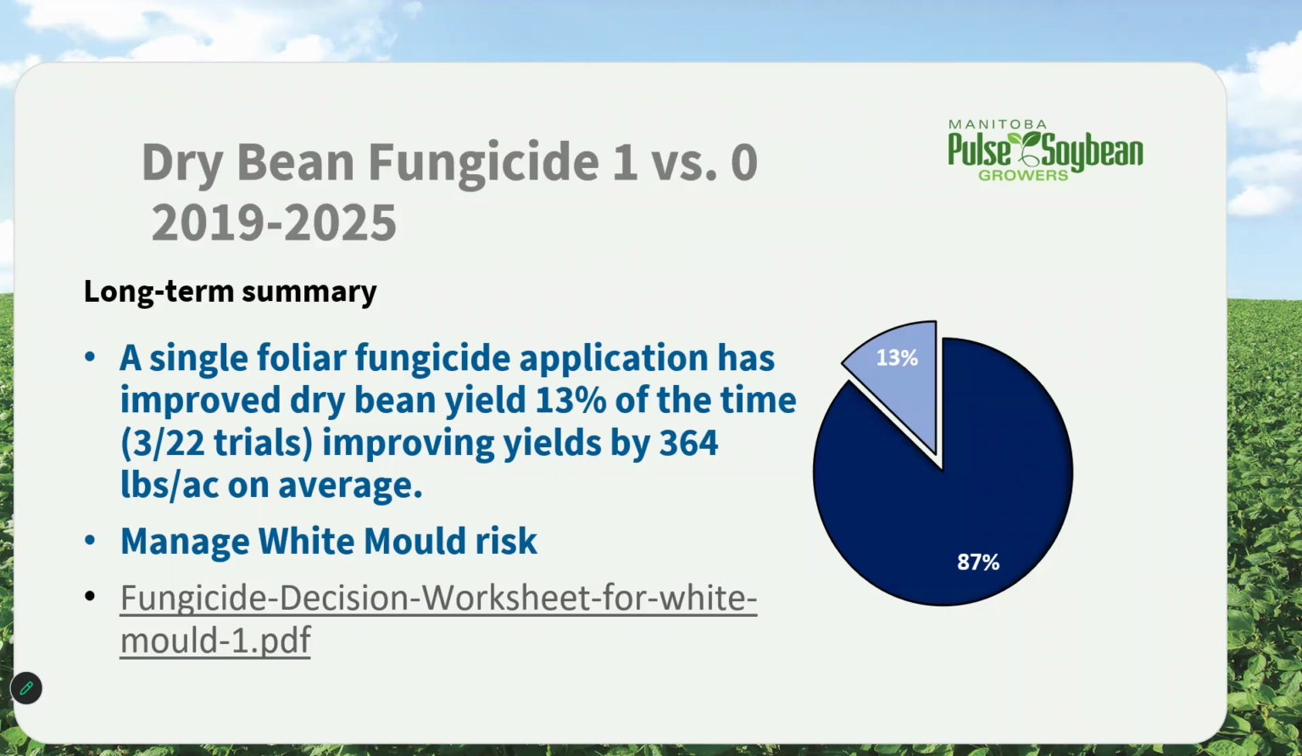So, we did see a single fungicide application improve yield at 3 of the 22 trials all time, and that works out to be about 14% of the time. And on average, improving yields by 364 pounds per acre. And this did provide a return on investment for the single fungicide application. As always, you want to manage your white mold risk, and we do have a nice worksheet available on our website to help decide if and when to make a fungicide application in dry bean.